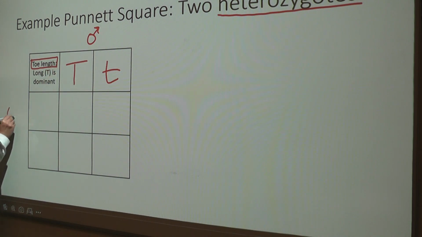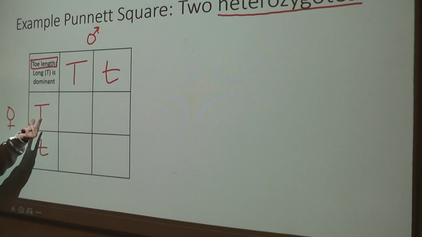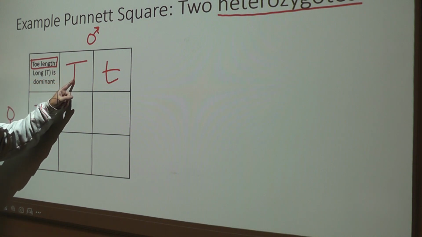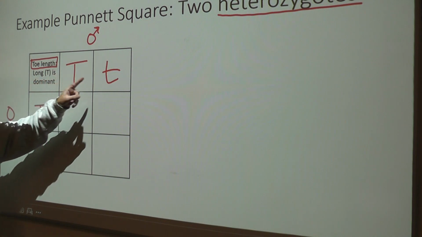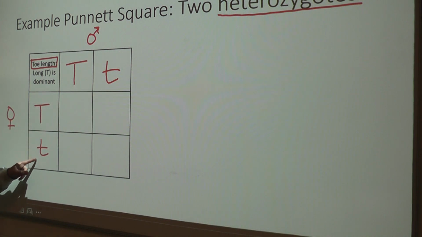Either the gamete will have this male's dominant long toe allele or recessive short toe allele. The female parent will also have two possible gamete types. Half of her eggs will have a dominant big toe allele, the other half will have a recessive small toe allele. The children of these two individuals are gonna have a 50% chance of getting this allele from the father, 50% chance of getting this allele, same with the two alleles from the mother.